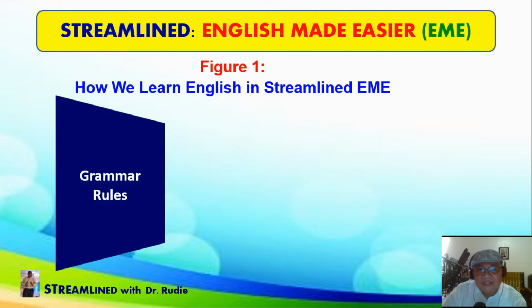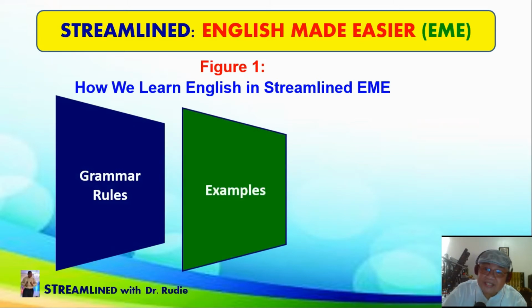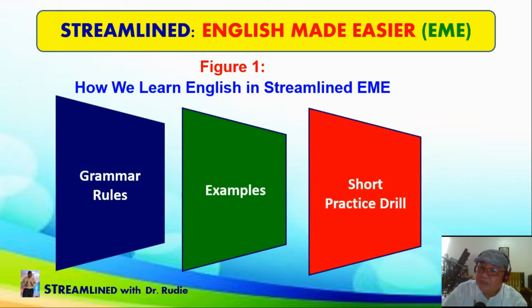As a starter, let us discuss very briefly the procedures for learning in Streamline's English Made Easier. So we usually start with the discussion of the relevant grammar rules, followed by supporting examples to facilitate understanding and mastery, and end up with a short practice drill to measure the level of mastery we have gained after learning this tutorial video.